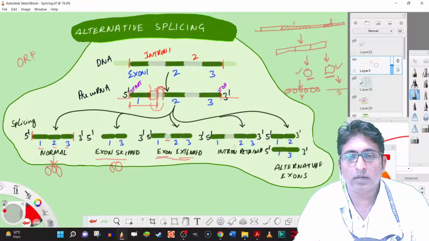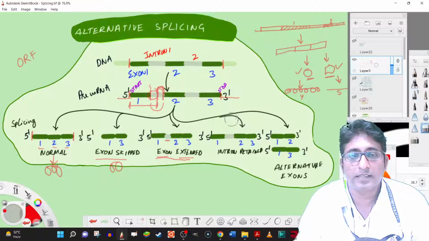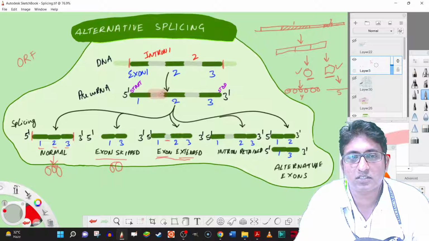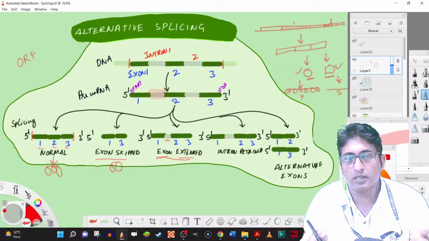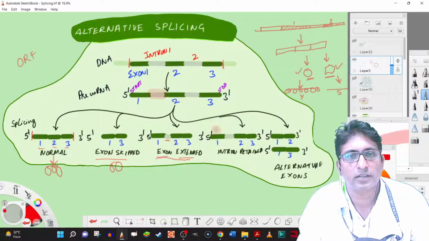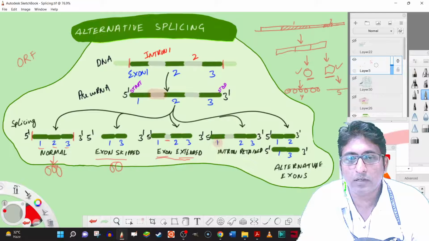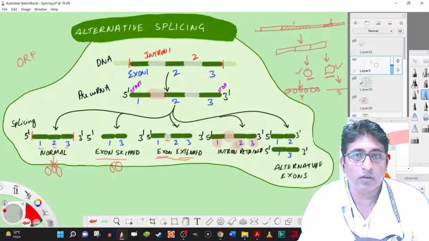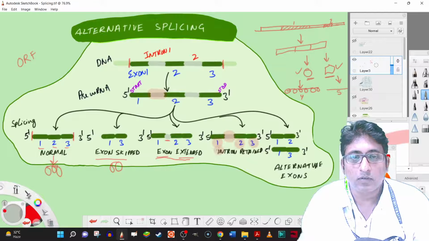There is another one which we call intron retained, because the whole intron that is given here is left as such. No cutting, no transesterification reaction has occurred. So we have exon 1, 2 and 3 and this whole intron also as a part of the mature mRNA. And obviously when this is translated, we would get a different type of protein.